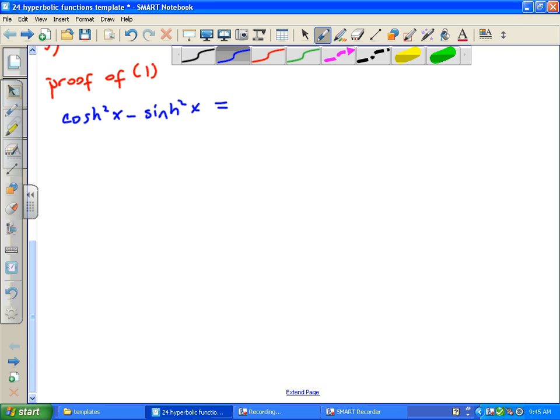Or maybe we might even do all of them. We'll see. Okay, starting with the first one. First of all, what should I write? So we're trying to show that this is equal to 1. What should I write for cosine hyperbolic squared?